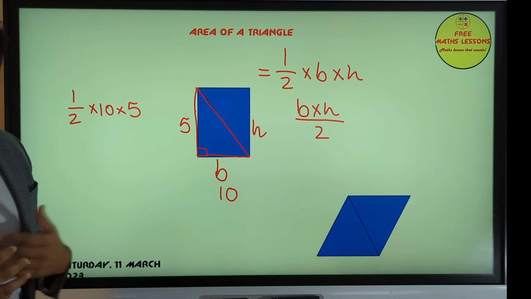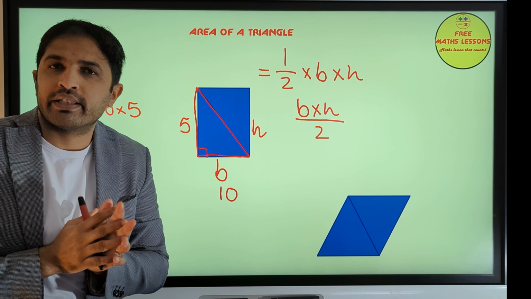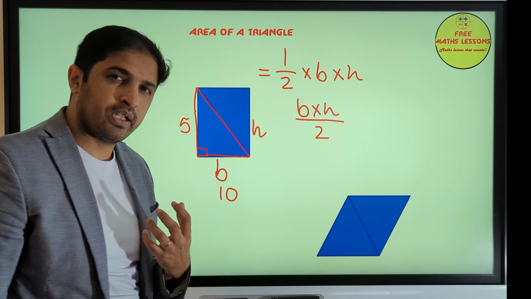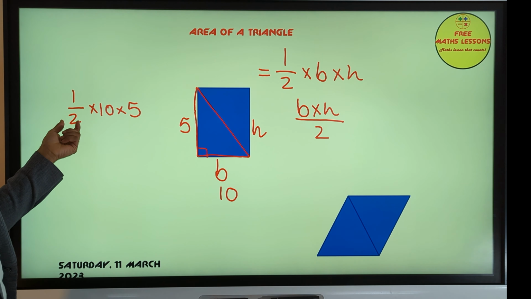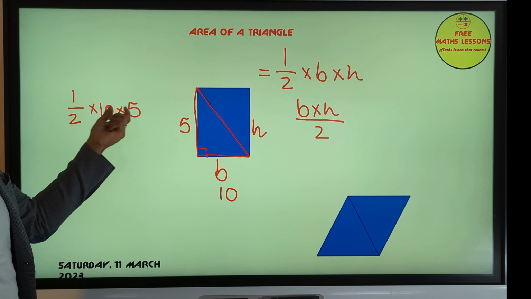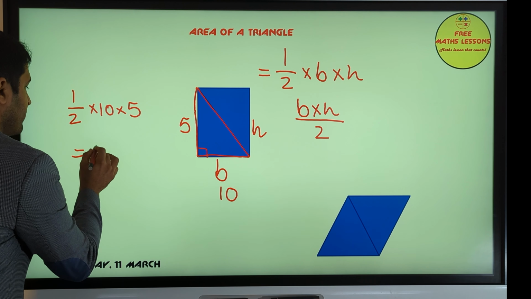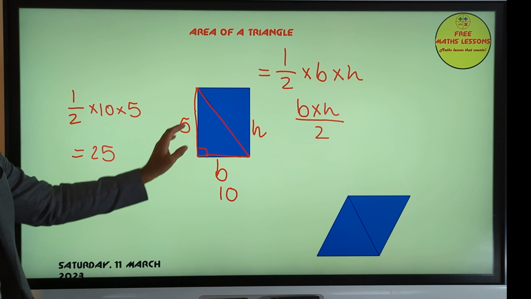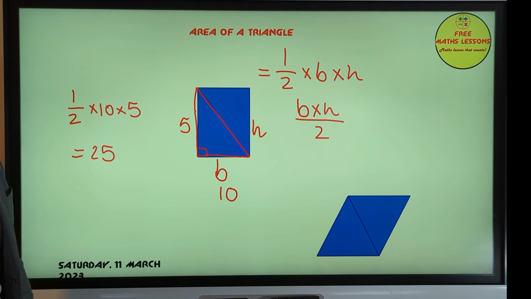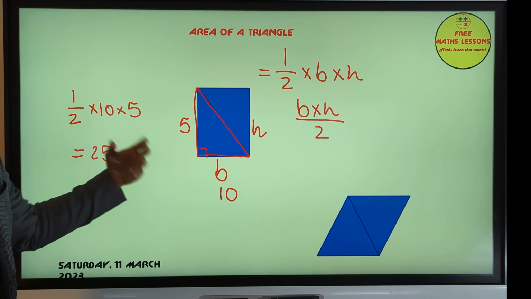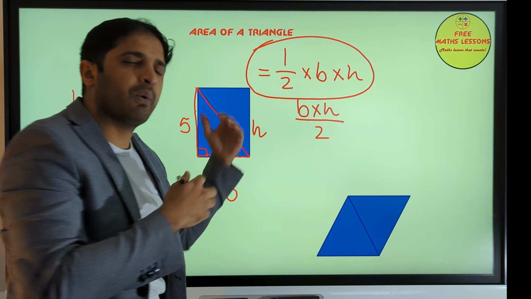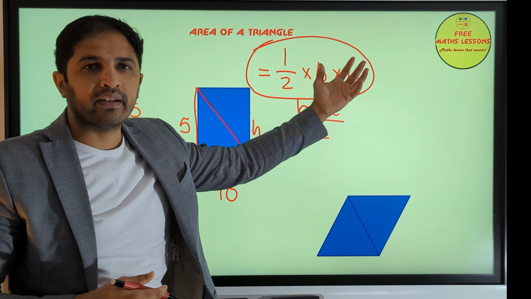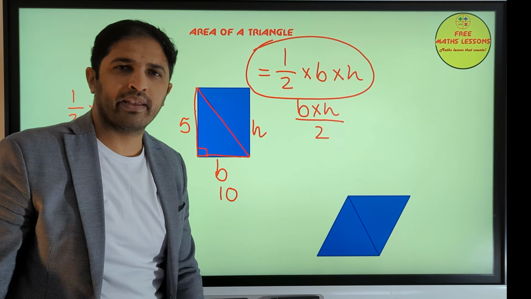Does it matter which order you multiply? No, it doesn't, because multiplication is commutative. What it means is I can do half of 10 first and then multiply by the 5. Gives me the same answer. Half of 10 is 5. 5 times 5 is 25. So the area there is going to be 25, if the base is 10 and the height is 5. Okay, this triangle here, you'd half one of those things, base or height, half one of those and then multiply by the other.